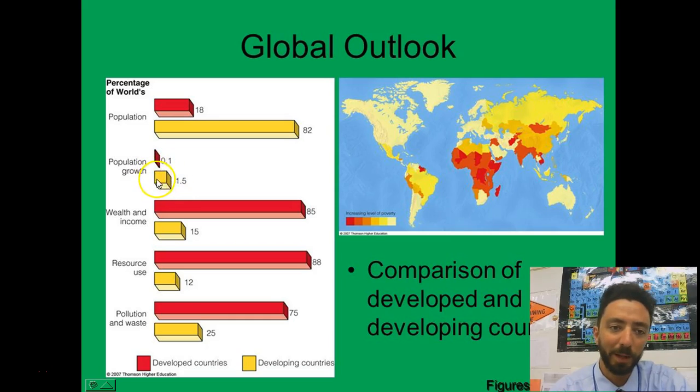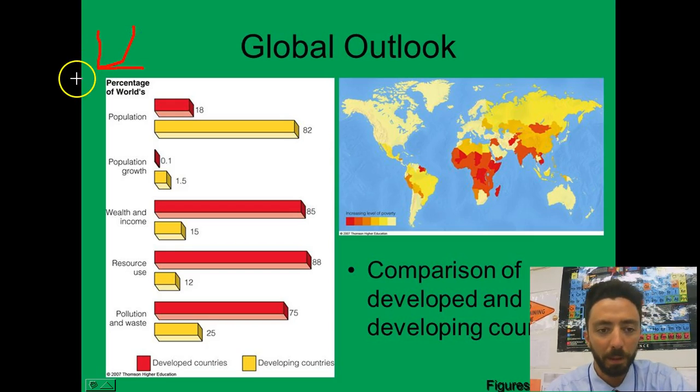So not only is that a really high number of people that live there, but it's also growing very rapidly. And if you remember that J-shaped curve of population growth, this is what we're currently seeing in the developing countries, shooting up very, very rapidly. And that's due to this 1.5% population growth.